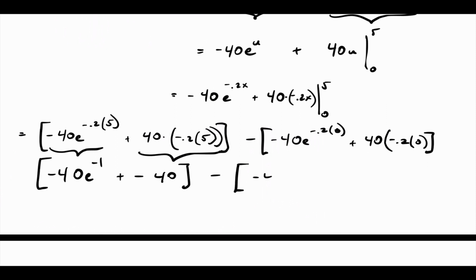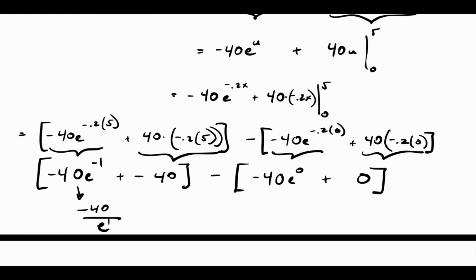Zero. So negative 40 times e to the 0 power plus 0. Okay. I'm going to clean this up as much as I can. So this guy I can rewrite as negative 40 over e to the first power, or just e, right? Because it's got a negative 1, minus 40. When I distribute the negative, it's going to be plus.